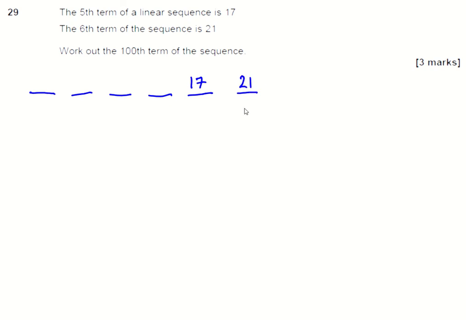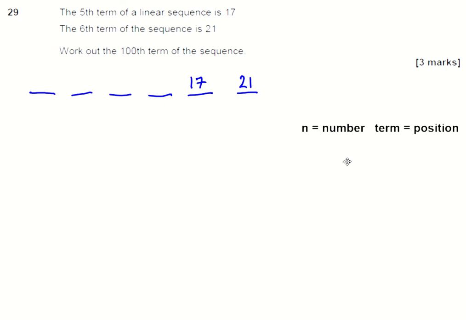The best way that we can find out what the 100th term is, is to find an expression for the nth term. So to be clear, the letter n for nth term is a number, like fourth term or fifth term. In this case, it's the 100th term. The word term itself means position, which is why I placed 17 in the fifth position. It's going to be the fifth number of the sequence, and 21 is the sixth.